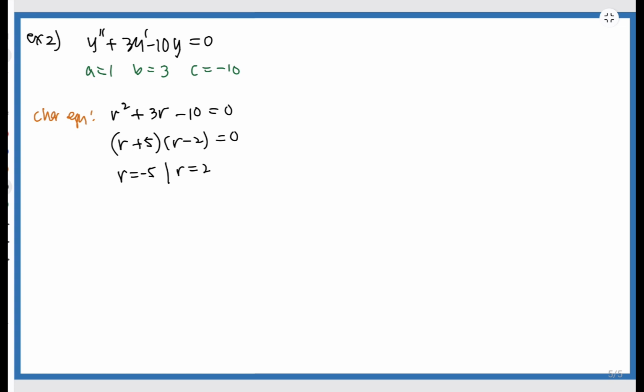Therefore, r1, r2, the solution is y equals c1 e to the r1x plus c2 e to the r2x. So it's y equals c1 e to the negative 5x plus c2 e to the 2x. So just like that, and that is the solution.